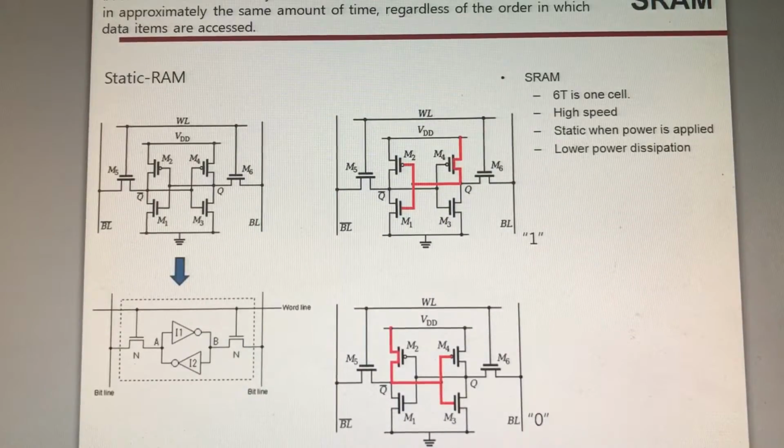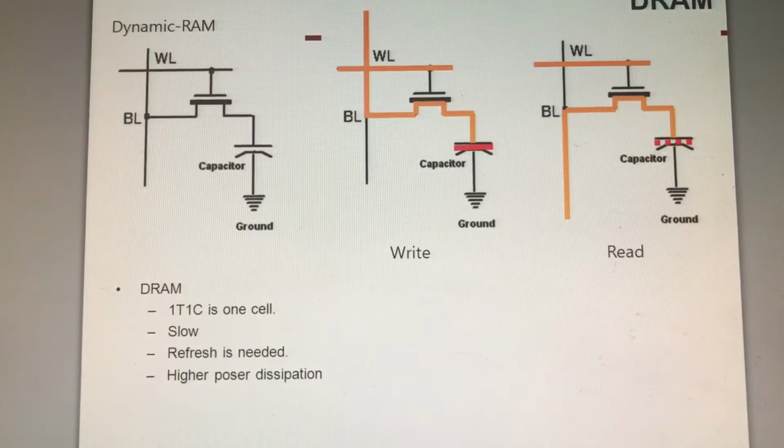The SRAM is volatile and static in operation, and the circuit is driven by the concept of a latch. Fast speed and low power are the advantages. DRAM is composed of one transistor and one capacitor, and it is a disadvantage that it needs refreshing due to slow discharge.